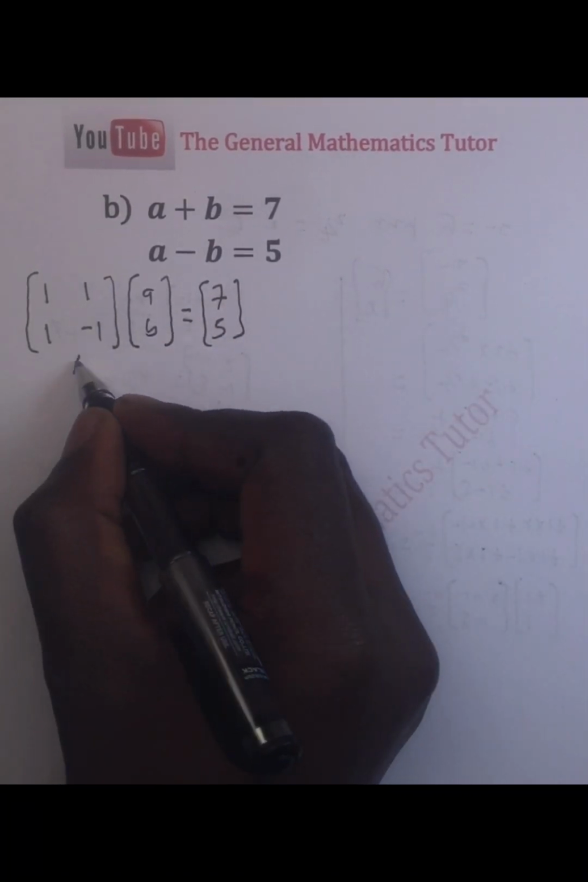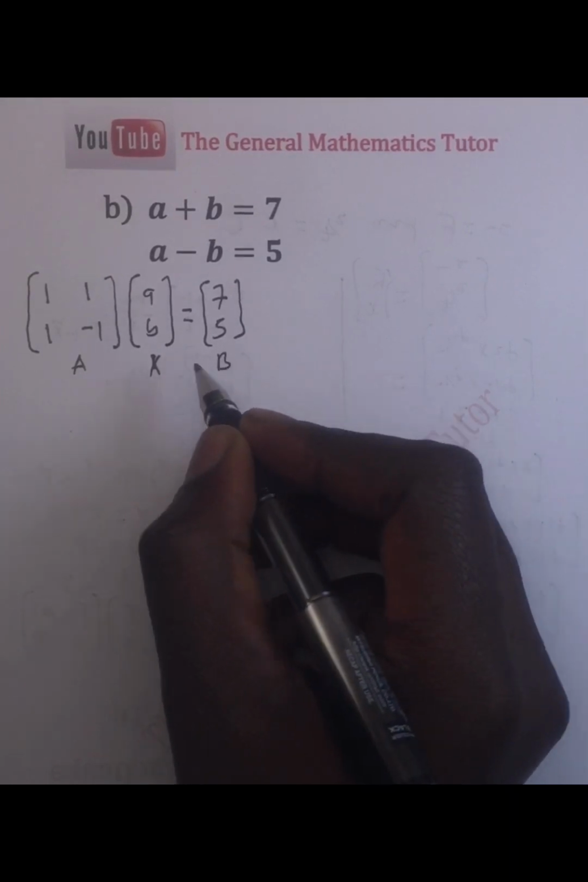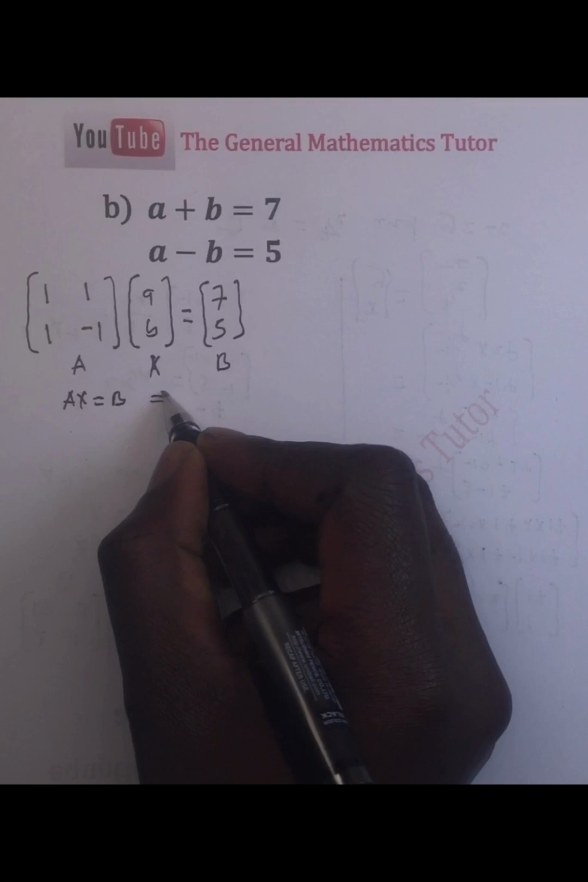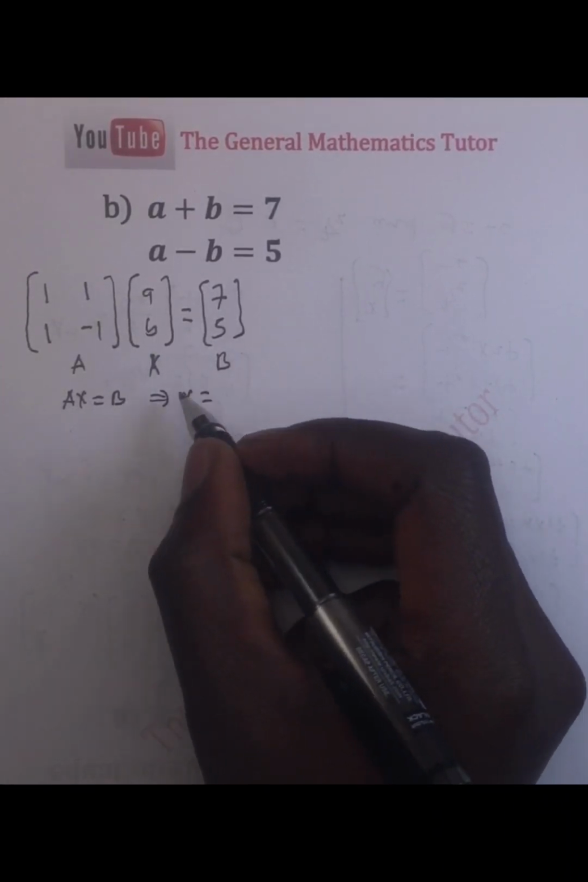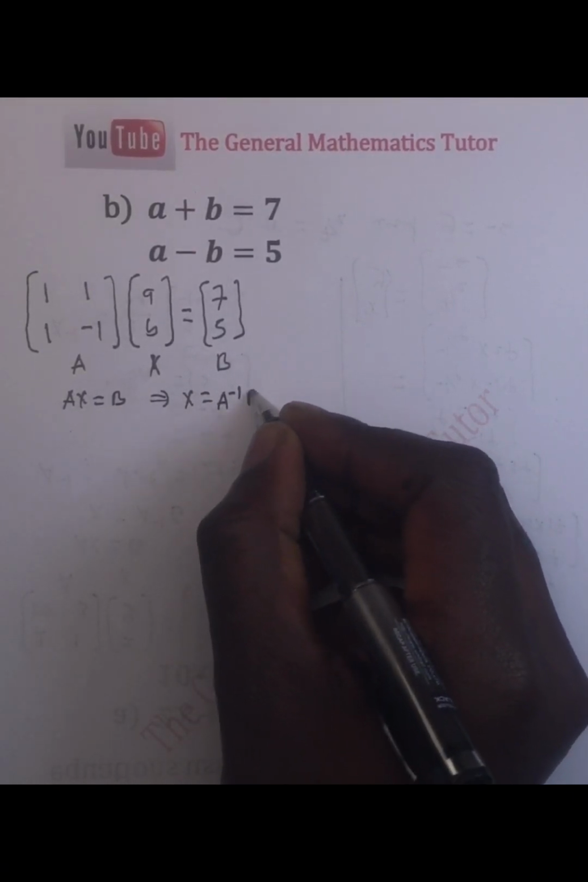The next step is just to label them A, X and B. So you have AX is equal to B, which means that X, which is the unknown that you're looking for, is the same as B over A, which can be written as the inverse of A times B.